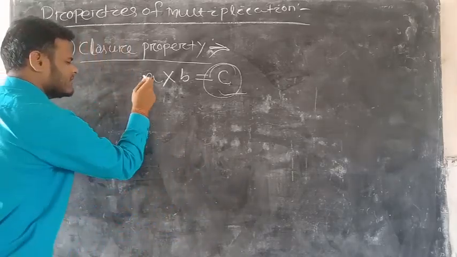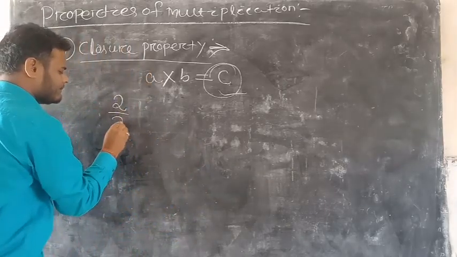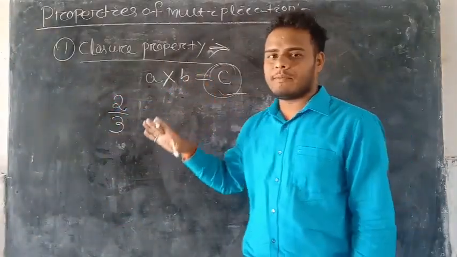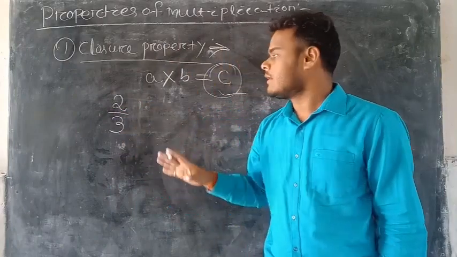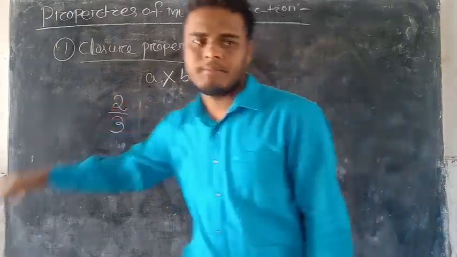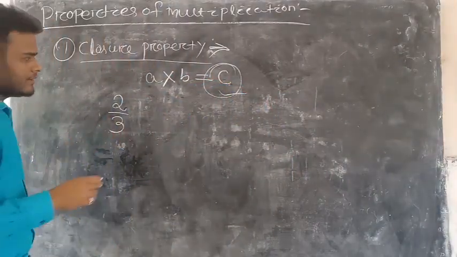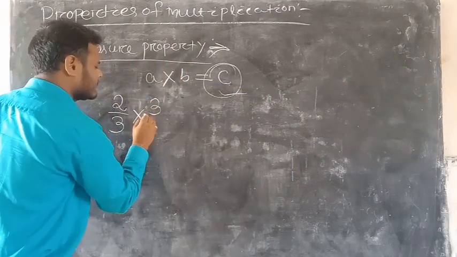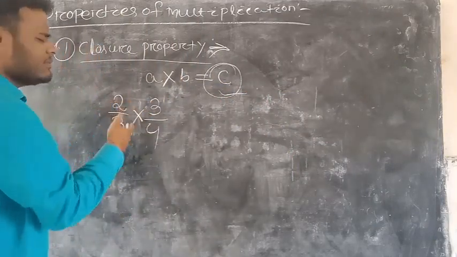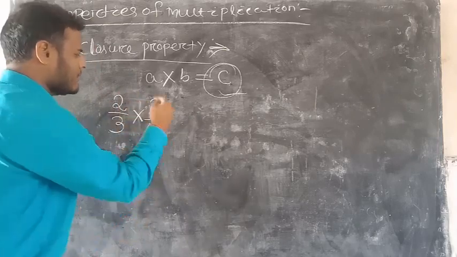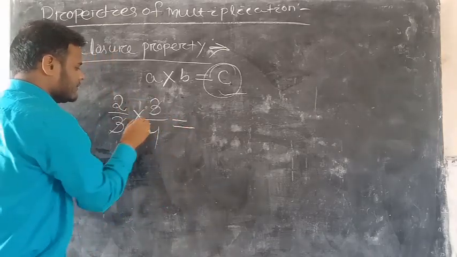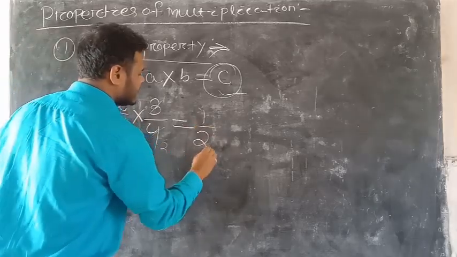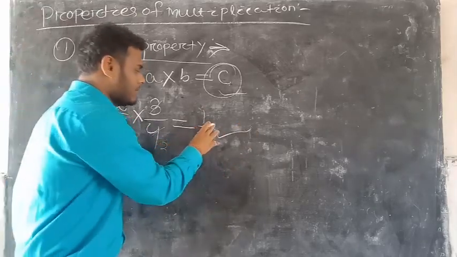Here, I will take a as 2 by 3. And I would like to mention one thing very clearly. A rational number is always in the form p by q. Here also 2 is the numerator p, 3 is the denominator q. Then another rational number b I will take as 3 by 4. You may take whatever you like, I am taking 2 by 3 and 3 by 4. If I multiply these two, the 3s will cancel. So 2 by 4, which is 1 by 2. 1 by 2 is the result, which is also a rational number.